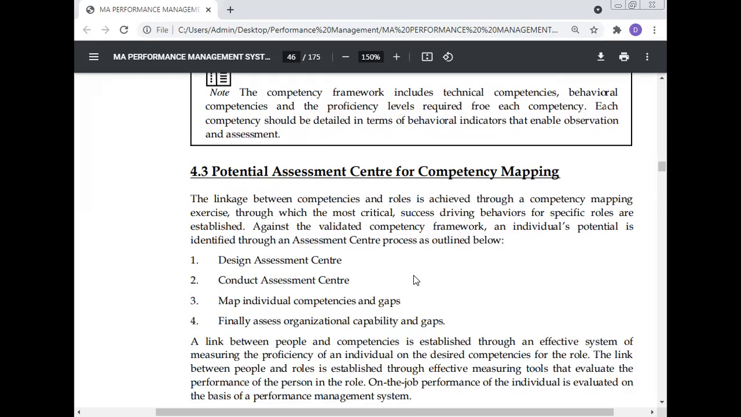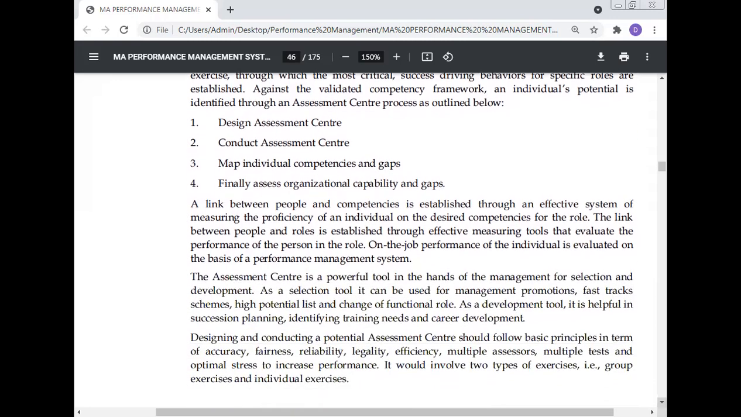A link between people and competency is established through an effective system of measuring the proficiency of an individual on the desired competency for the role. The link between people and the role is established through effective measuring tools that evaluate the performance of the person in the role. On the job performance of the individual is evaluated on the basis of the performance management system.